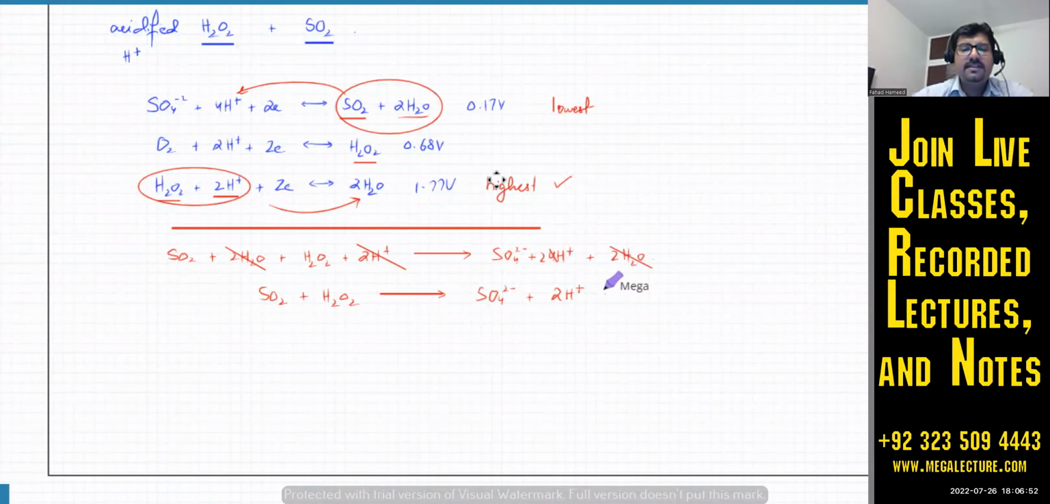The reason we didn't consider the second equation was that the highest potential gains electrons. So that means this one, 1.77, has the greatest tendency to gain electrons, right? And the lowest potential loses electrons. So the first one has the lowest potential. It is the one that's going to lose electrons.